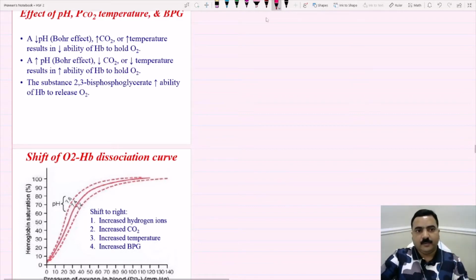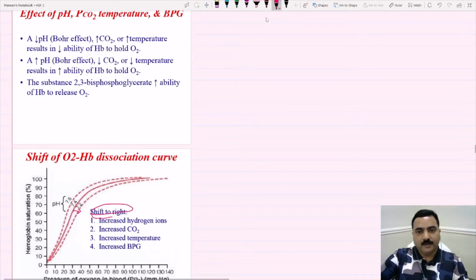it will cause what? A shift of the curve to the right. That means whenever it is shifting to the right, there is more carbon dioxide, so more oxygen being released by the influence of the carbon dioxide. That is what is called the Bohr effect.